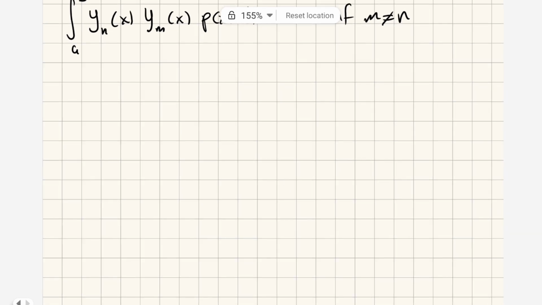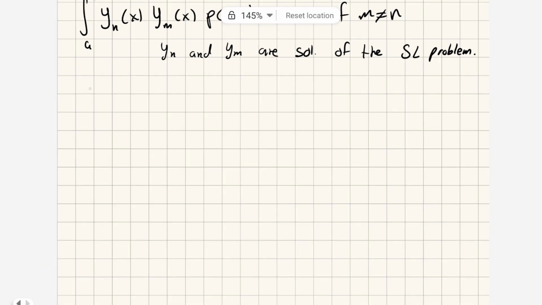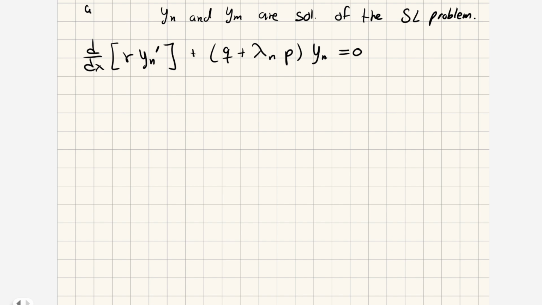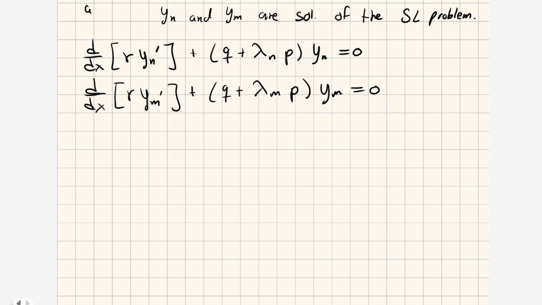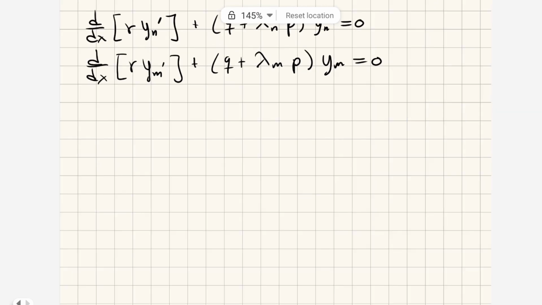First of all, we are going to say that y_n and y_m are solutions of the Sturm-Liouville problem. That means that the derivative with respect to x of r y_n prime plus q plus lambda_n p y_n is equal to 0, and that also means that the derivative with respect to x of r y_m prime plus q plus lambda_m p y_m is equal to 0. What we need to do is to construct the inner product that I mentioned here to see what we get, and you will see that it will be 0 if m is different from n.